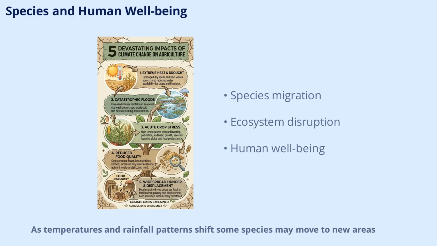Climate change affects where species can live and thrive. As temperatures and rainfall patterns shift, some species may move to new areas, while others may struggle to survive. These changes can disrupt ecosystems and affect human well-being, especially in communities that rely on natural resources for their livelihoods. The interconnected impacts highlight the need for comprehensive strategies to adapt to and mitigate climate change.